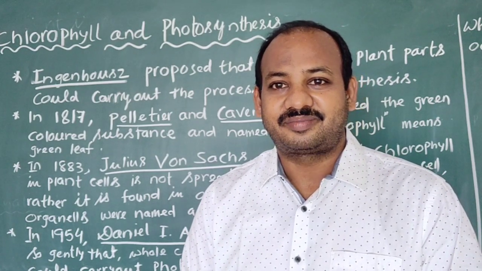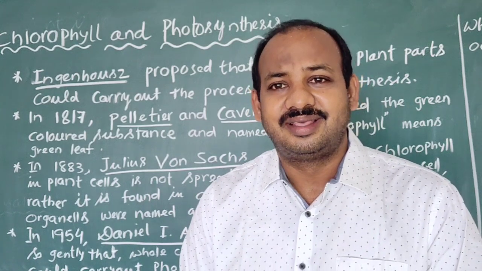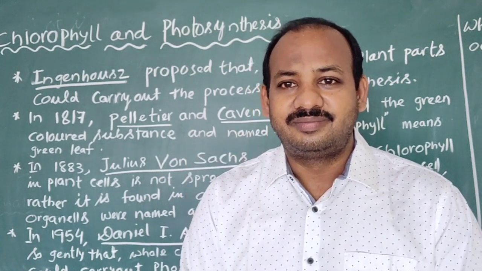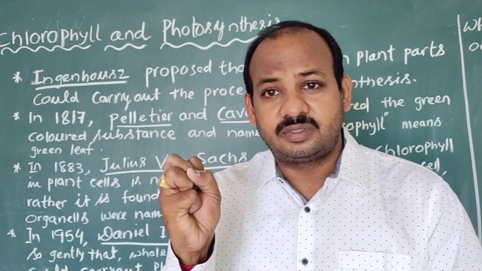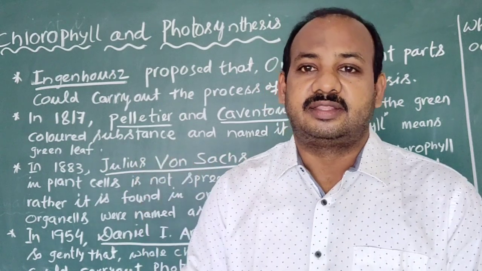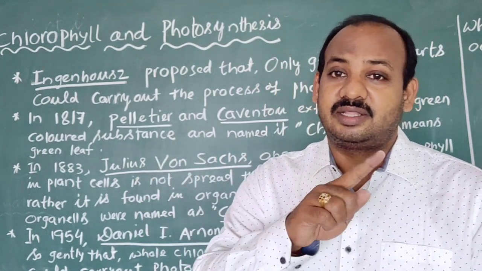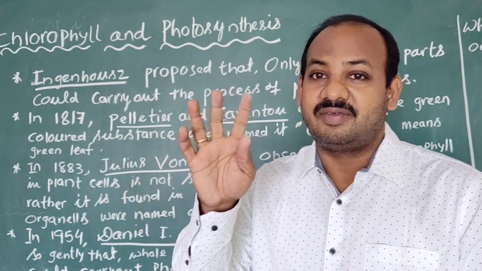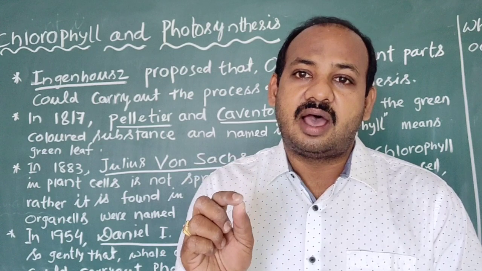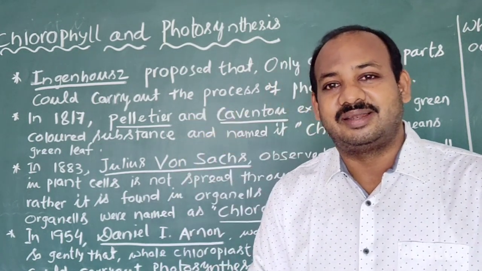Okay, children? Now the question arises, what do you mean by a pigment? As I have already told you, a pigment is a molecule which absorbs light of a specific wavelength. Already I told you that visible light has 7 different colors, and each color has a specific wavelength. Okay, children?